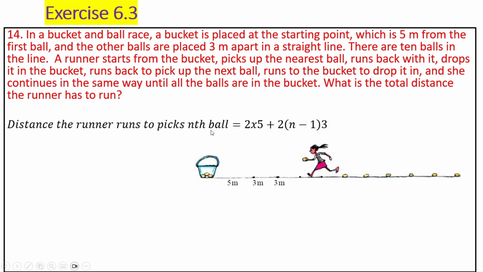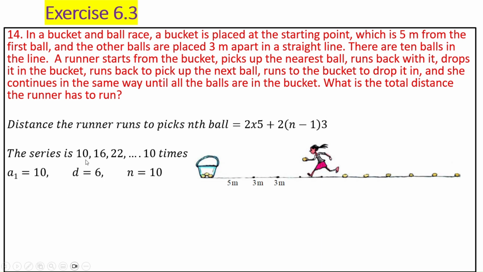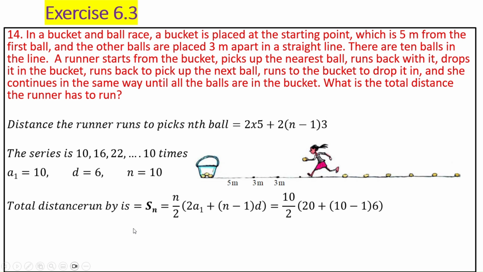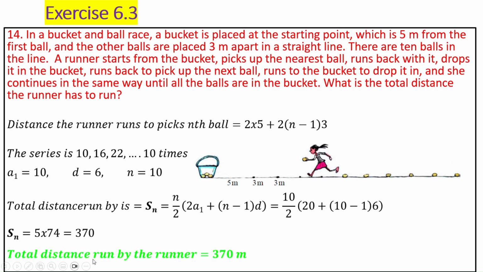The general equation for the runner to pick the nth ball is 2 into 5 plus 2 into n minus 1 into 3. If I simplify, this is the series. For n equal to 1, 2, 3, I get 10, 16, 22. So a1 equals 10, d equals 6, n equals 10. If I substitute all these values in Sn, I get 370. So the runner runs 370 meters to pick up all 10 balls.